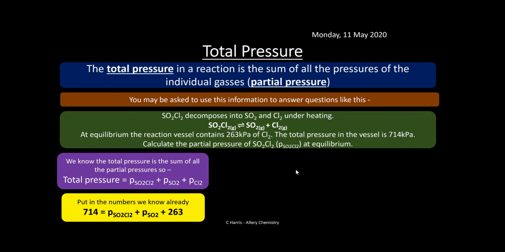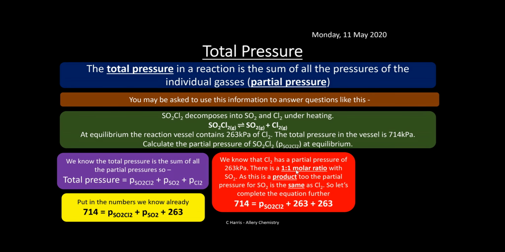We don't know the partial pressure for SO2Cl2 or SO2, but we do know the partial pressure for our chlorine. That's 263 kilopascals. So we've been told that. There's a 1-to-1 molar ratio with SO2, looking at our reaction just up there. And as this is a product as well, the partial pressure for SO2 is the same as Cl2. So we're going to add in 263 to represent our SO2 as well. Okay, we can only do that because it's a product. We can't do it for the reactant. We can do it as a product because the product has come from the same source.